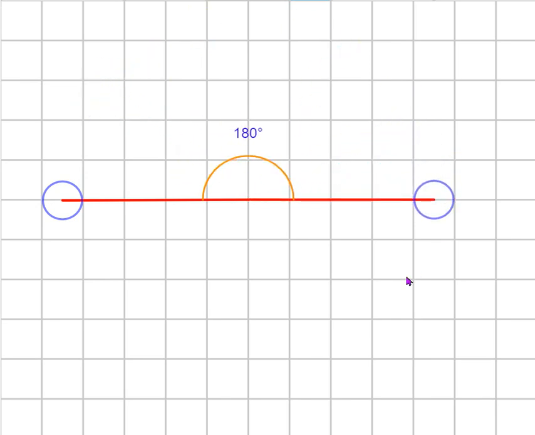But what about when it's more than 180? When it's more than 180, then this is known as a reflex angle. Now, reflex angles are more than 180, but less than 360. This is what 360 looks like. As you can see, that angle is a complete circle.